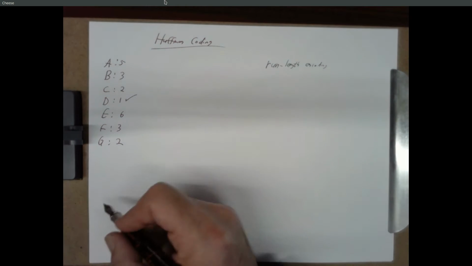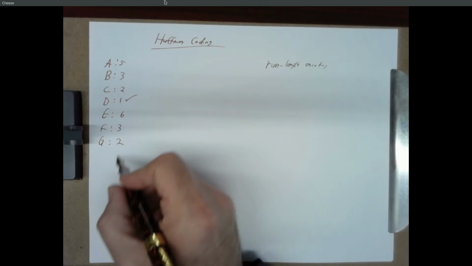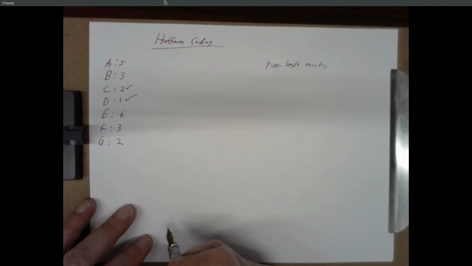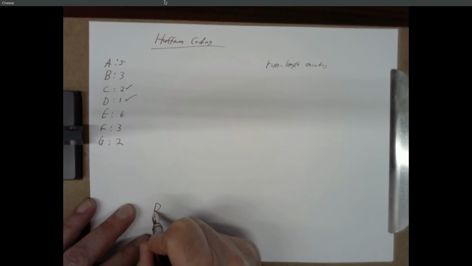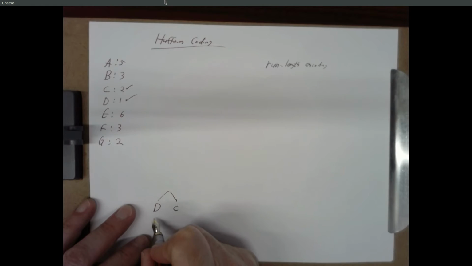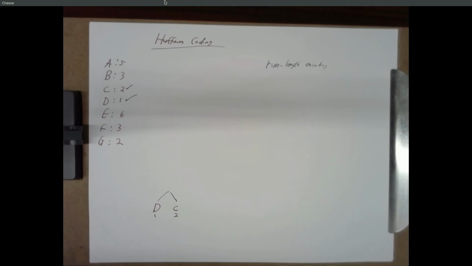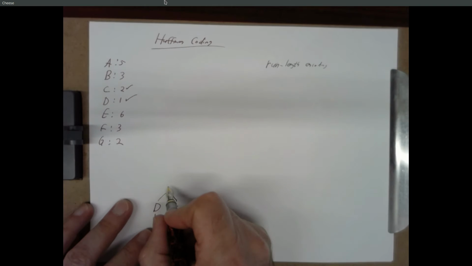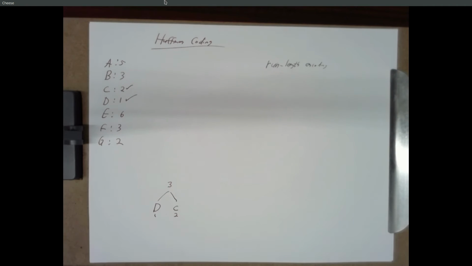So I'm a computer, I'm just going to start from the top and find the second lowest frequency. That's going to be D, C. I'm going to write these down and make them children of a node. So this occurred with frequency 1, this occurred with frequency 2. And the root node, I'm going to make that frequency the sum of the 2 frequencies. So I'm going to say this occurs with frequency 3.